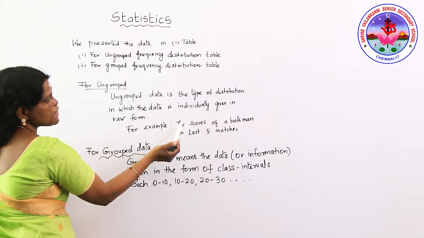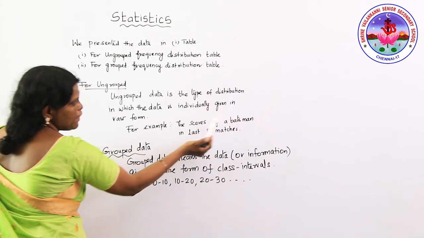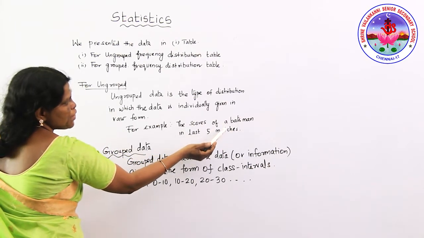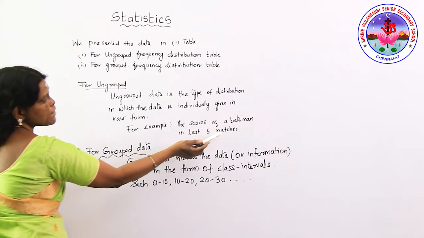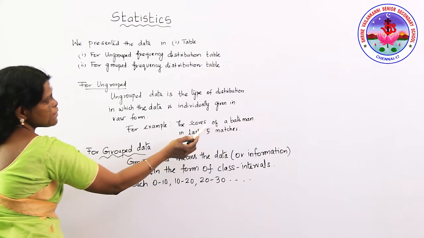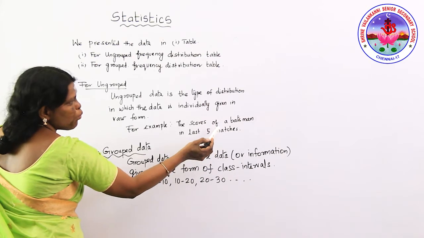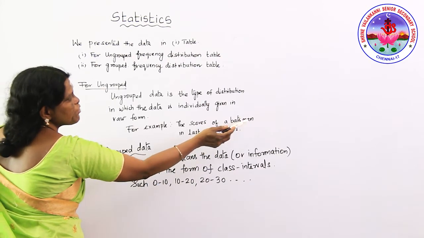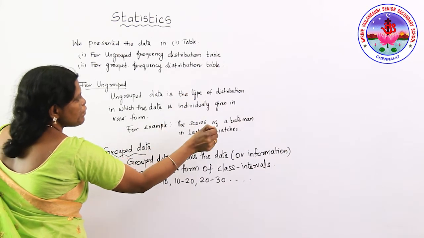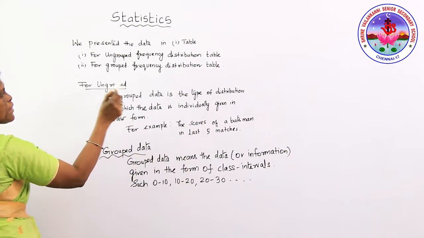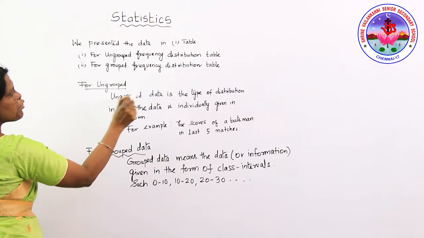An example is the scores of a batsman in the last 5 matches. It talks about the individual batsman's score in the last 5 matches. By looking at these 5 match scores, one can judge the performance of a single batsman. That's what the individual value is given as, so it is denoted as ungrouped data.